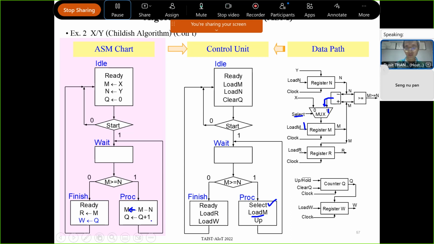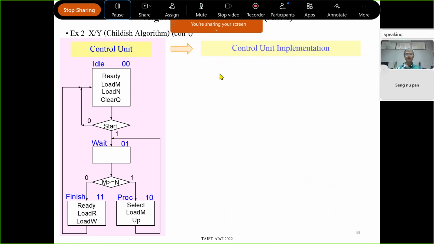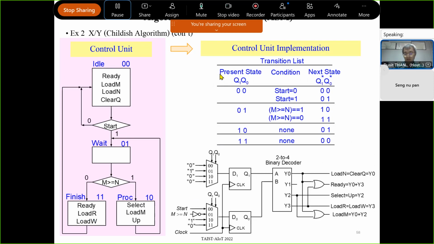And Q plus 1 means the counter should count up. So the control count up signal should be 1 at this state. Okay, and for state finish, ready is 1, load R is 1, load W is 1. Okay, when you get this control unit, you can now design the state diagram for the control unit.